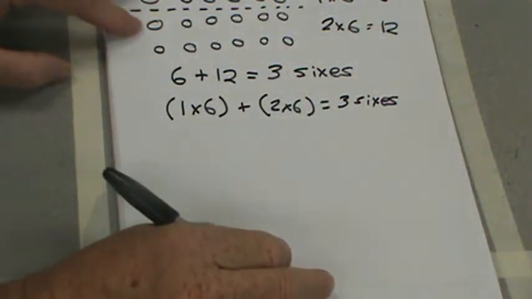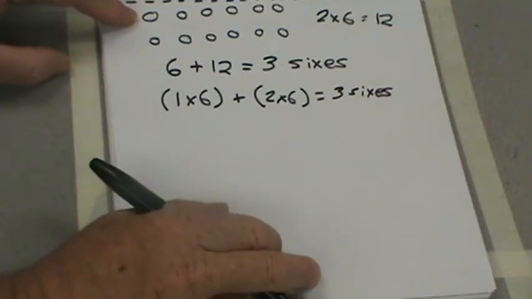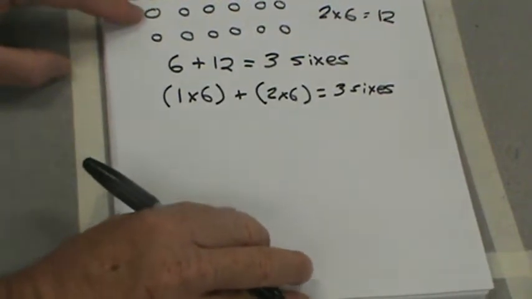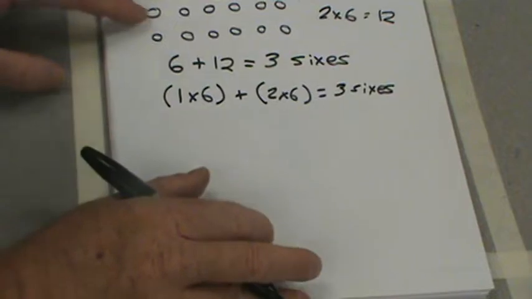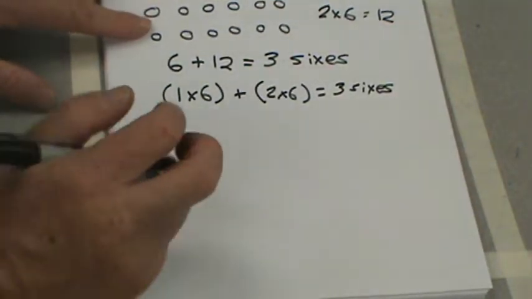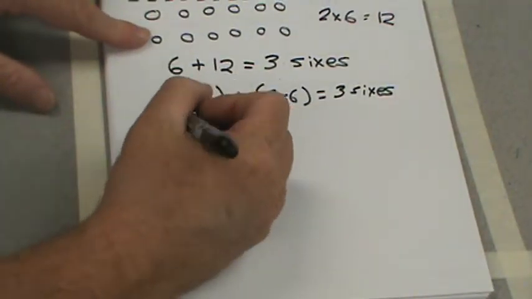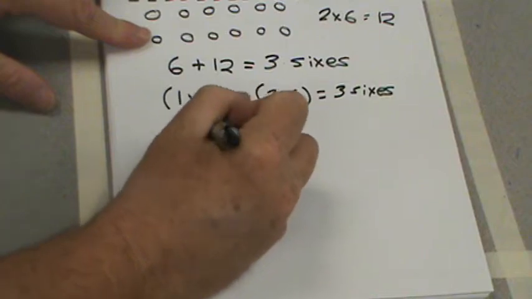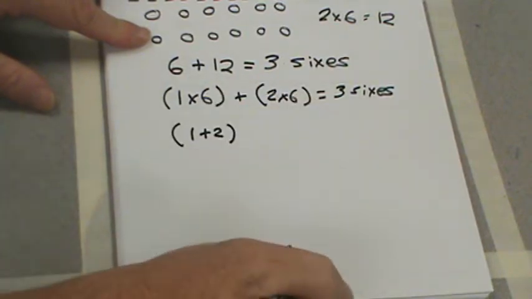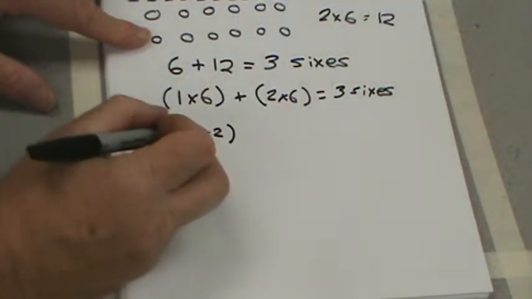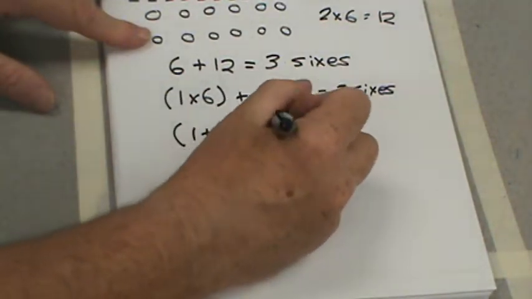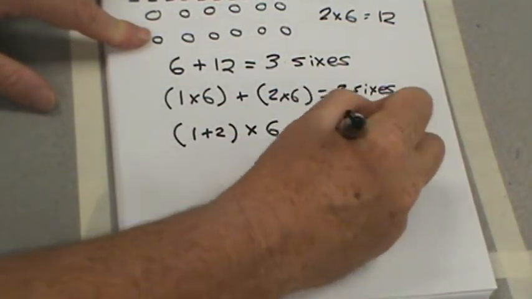Let's do something else now here. We're going to do a little algebraic equation here, if you will. So let's do 1 plus 2. What's 1 plus 2? Well, we know that's 3, but we're going to put in parentheses, and then we're going to times it by 6. What will that equal?